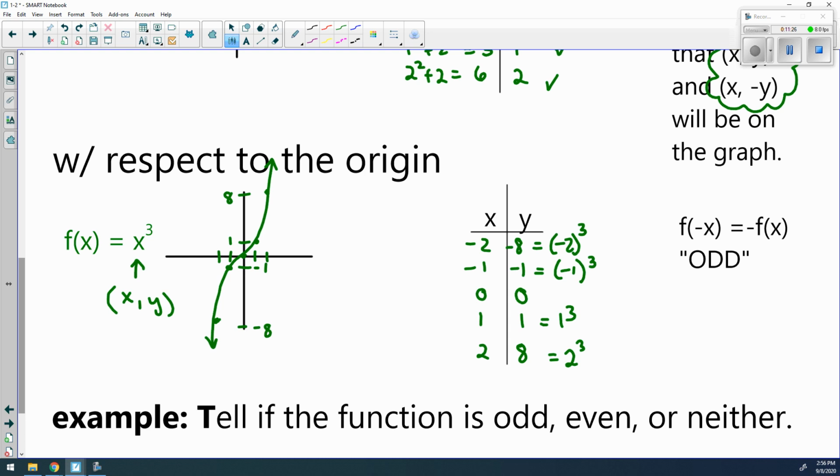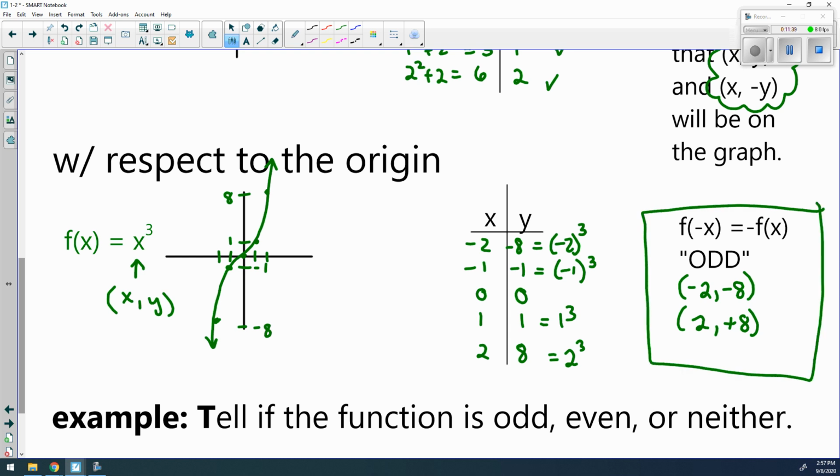And this is a pretty cool odd function because look at some of these points. We have -2, -8, and then 2, +8. So this is when we have odd symmetry. Another way of thinking about this is if you have two opposites, or in other words, if both are opposites, then you're looking at odd symmetry. So -2, -8, and 2, 8. Those things represent odd symmetry.